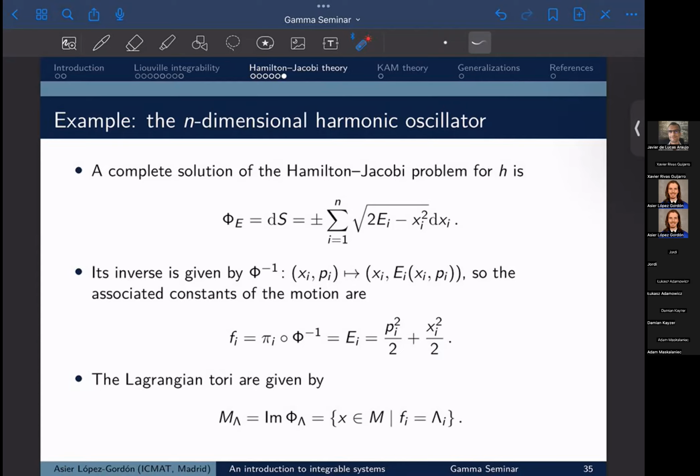Okay. Well, once again, we have the example of the harmonic oscillator, and just to mention that if you take the differential of the generating function I mentioned before, this is a complete solution where the parameters are the E_i. Taking its inverse and projecting it, we obtain the constants of the motion that we already knew. And the image of this complete solution are the Lagrangian tori that we already knew.